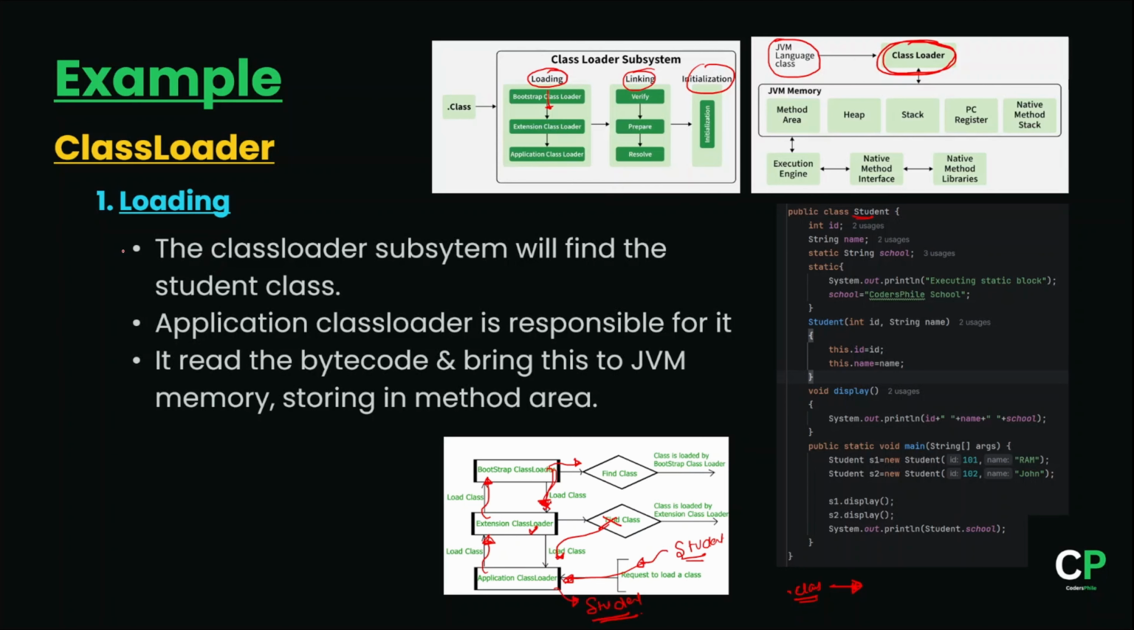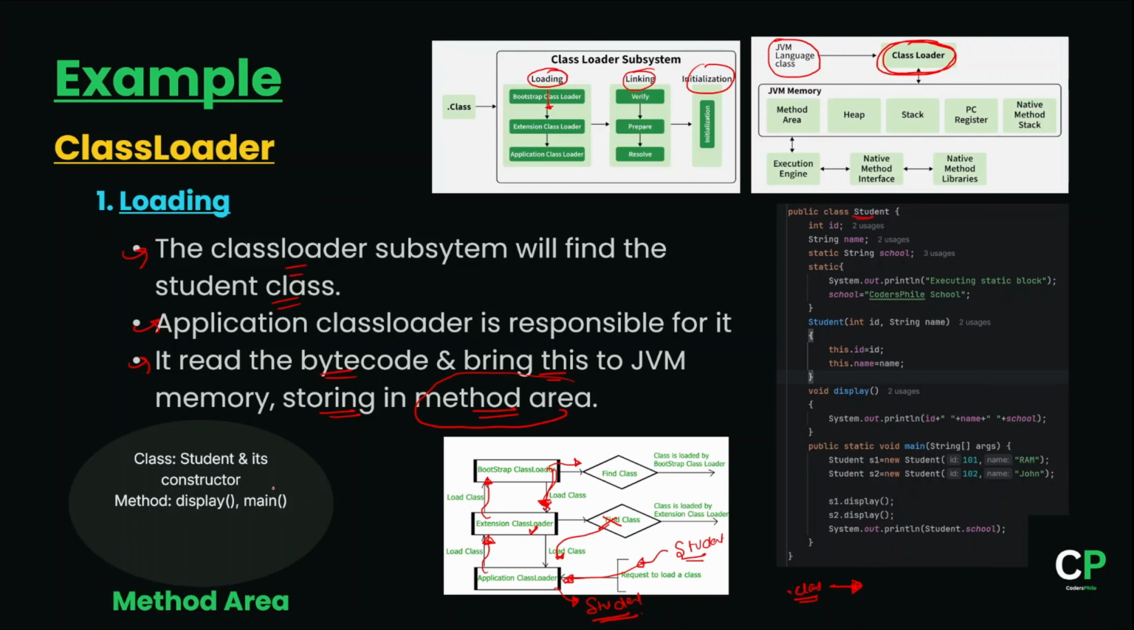So the ClassLoader subsystem will find the student class and load it from the disk to the memory. It reads the bytecode and brings it to the JVM memory, storing all the class metadata into the method area. So now the application ClassLoader will load the student class into the method area, and what it will store is the student class metadata, like its constructor, the display method, and the main method, all stored in the method area. So this is the first phase in which the ClassLoader subsystem loads the class into the memory.